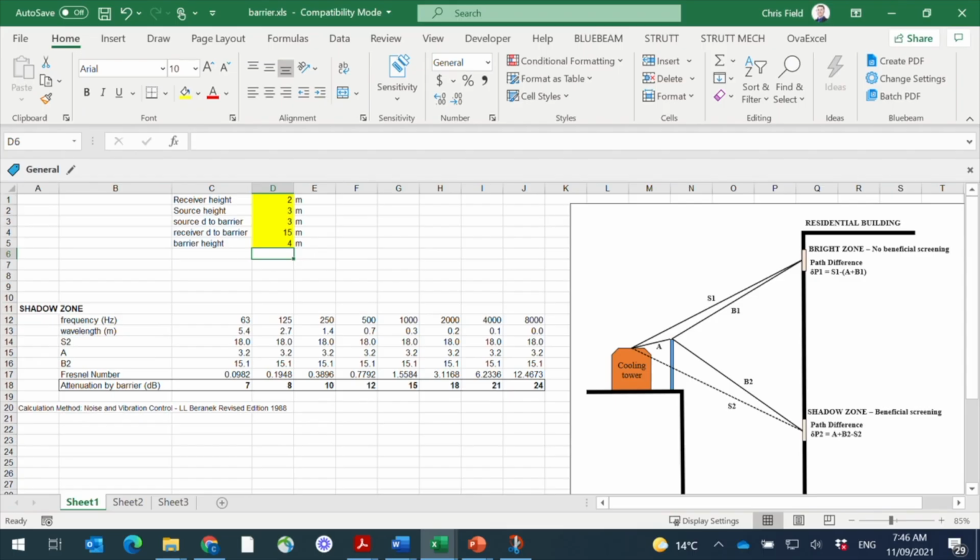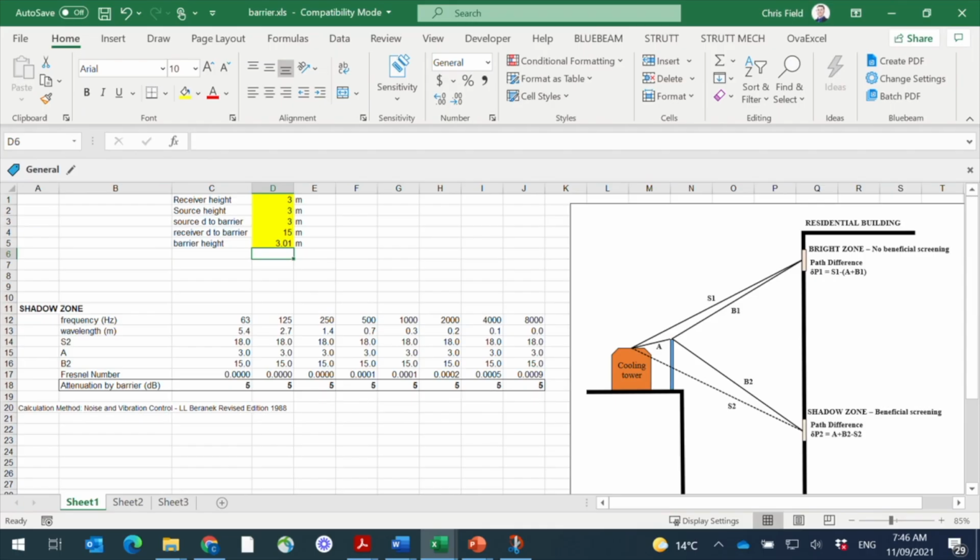Now, in the case where you make the receiver height and the source height the same, so we'll make 3 meters for the source height, 3 meters for the receiver height, and you make the barrier height just about equal to the source and receiver heights, you can see that you get an attenuation of 5 dB across the frequency range. And this is considered to be the crossover zone between the shadow zone and the bright zone, where there's the grazing incidence. So this is sort of the minimum amount or the maximum amount of attenuation or benefit you'd get in the shadow zone when the source and receiver heights and the barrier heights are equal.